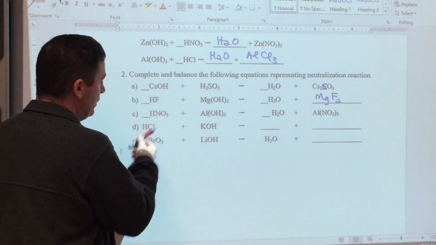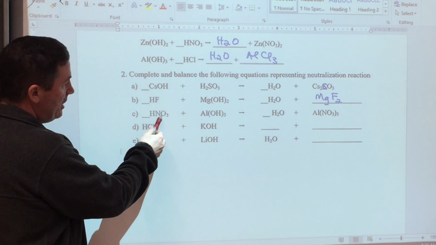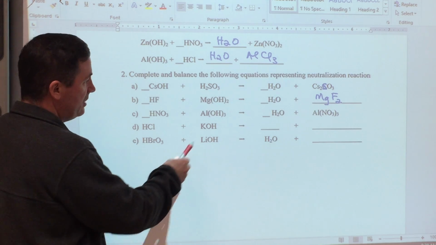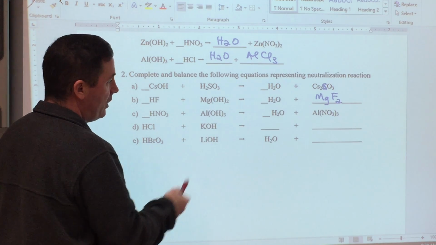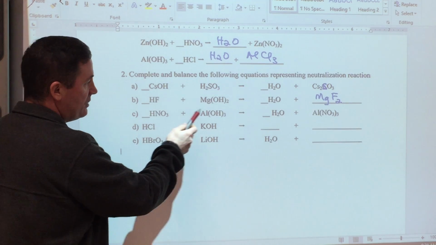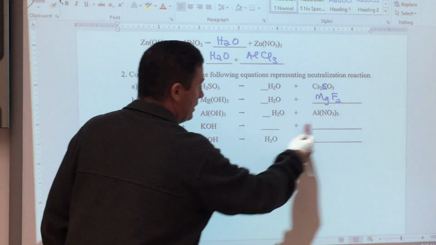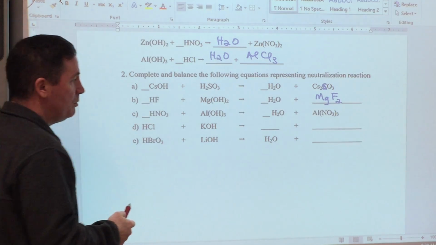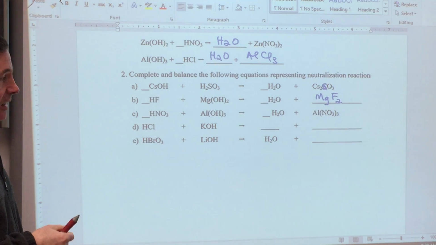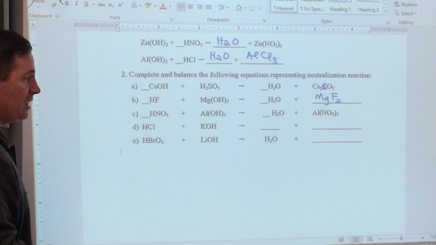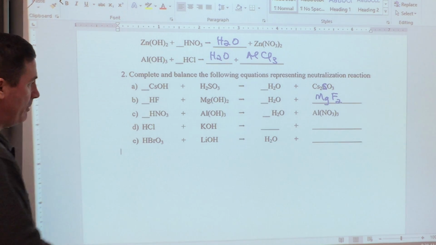Nothing to do here really, just maybe to name them. HNO3 again is nitric acid, and this is aluminum hydroxide that we already saw. So strong acid, weak base. So the solution that this is now here would be slightly acidic. It's not a complete neutralization, but it would be an acidic solution.